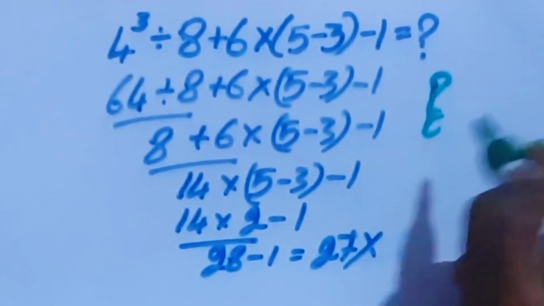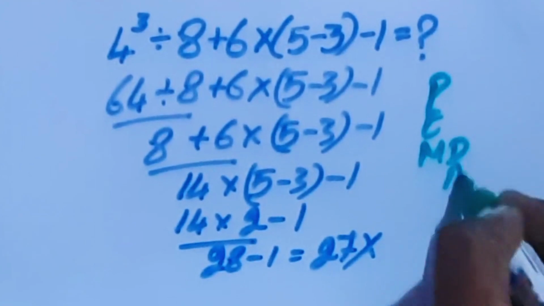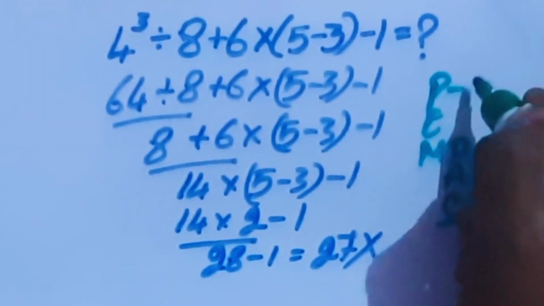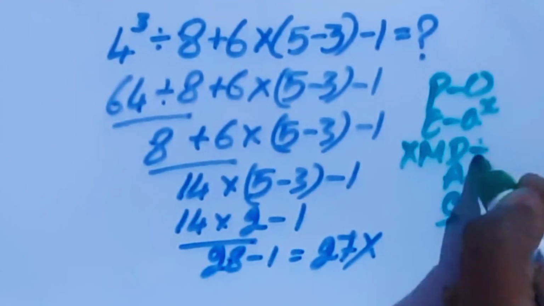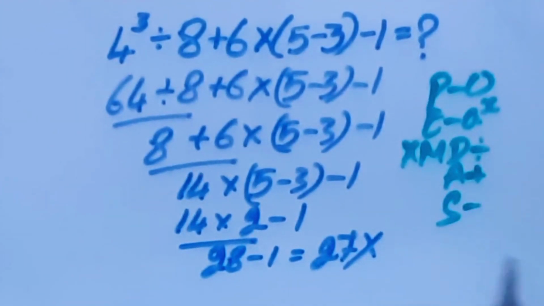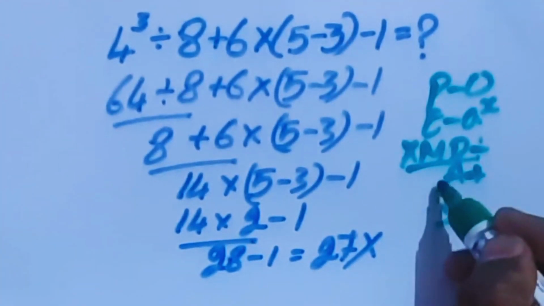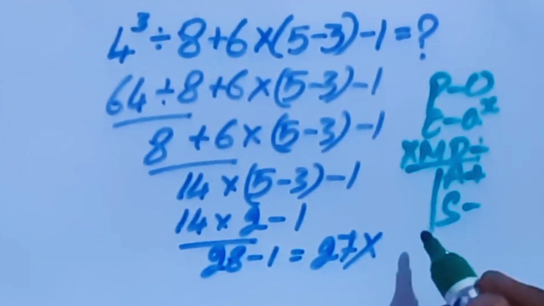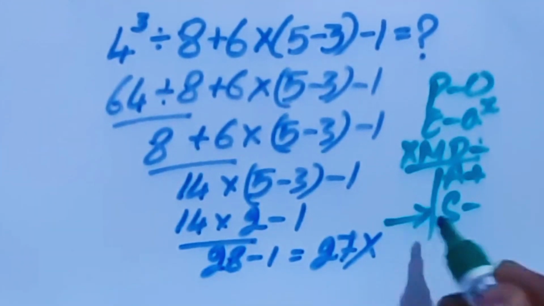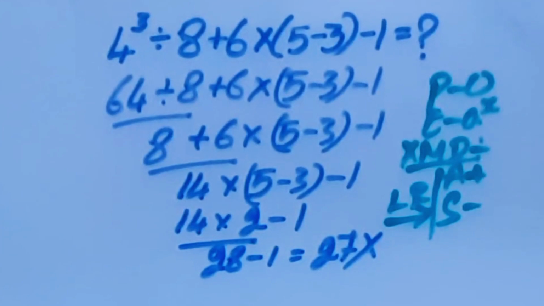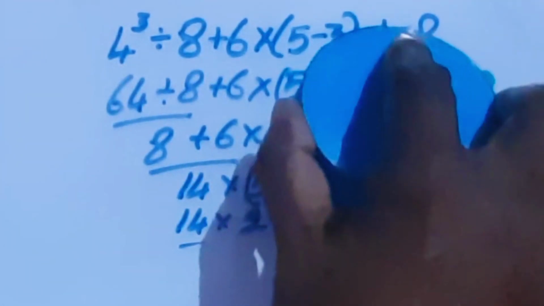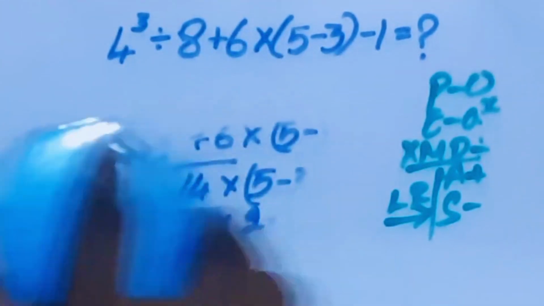Here we are going to introduce the PEMDAS rule from order of operations. The bracket is higher priority. This is the exponent. M stands for multiplication, D stands for division, A stands for addition, S stands for subtraction. Multiplication and division are equal priority. Also addition and subtraction are equal priority. For equal priority, we are going to introduce another rule called left to right. Now we are going to solve this problem in the correct way by using the order of operations PEMDAS.